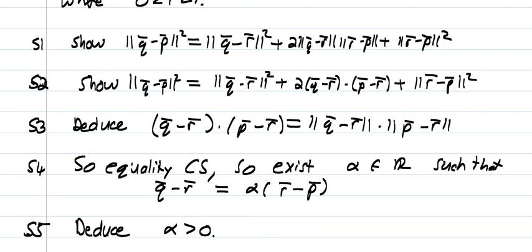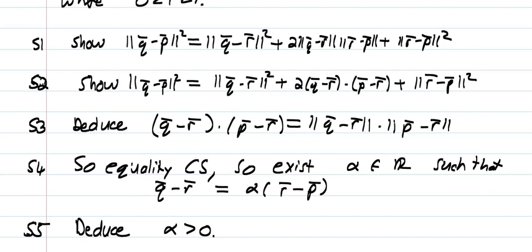Then you also have to show that the norm of Q minus P squared is equal to the norm of Q minus R squared plus 2 times the dot product of Q minus R with P minus R plus the norm of R minus P squared. Alright? So step 1 and step 2 you do independently. And then from those 2 results, you can deduce that Q minus R dotted with P minus R is equal to the norm of Q minus R times the norm of P minus R. So after doing step 1 and step 2, you get to deduce step 3.